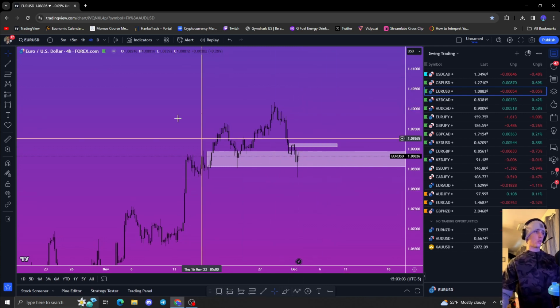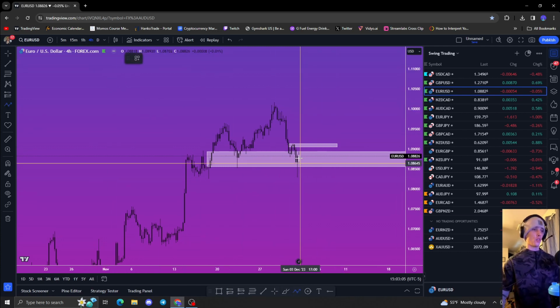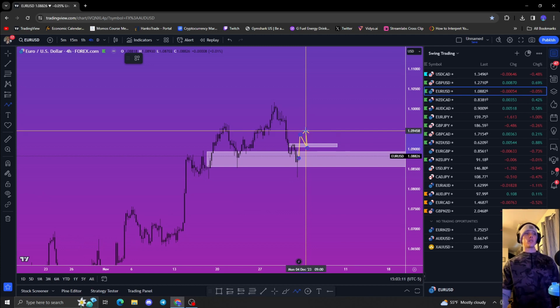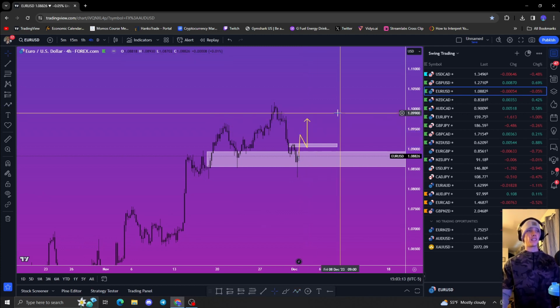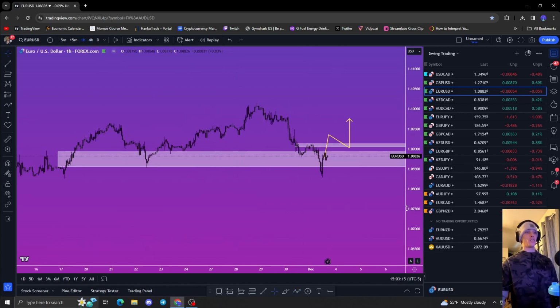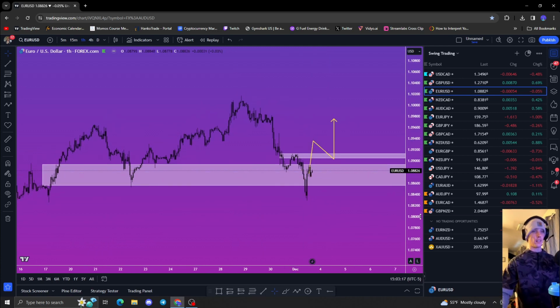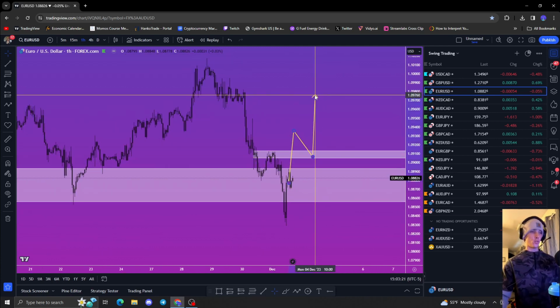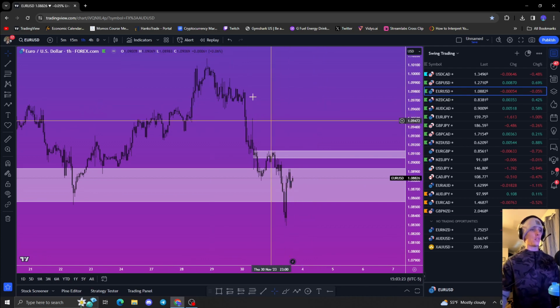Or if you want to be more conservative, you can honestly just wait for price to break above this zone, come back down to retest that, wait for confirmation, and then take that long. Although you would probably have to dip into the 1 hour to look at price action to see if it's rejecting or not. But either way, this looks like it would be a great trade if that does happen.